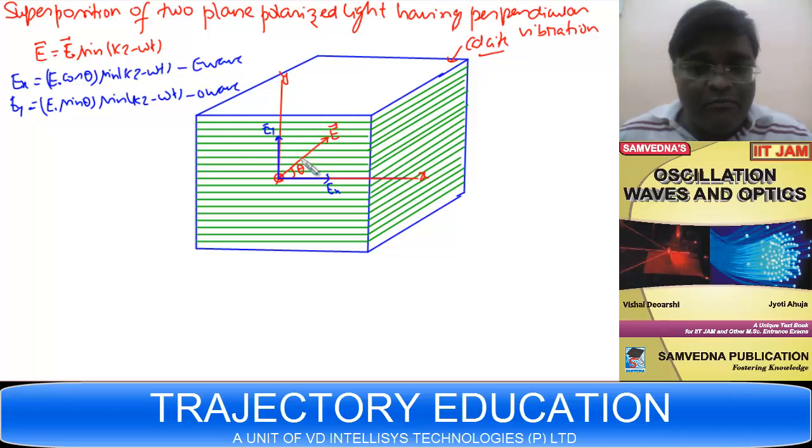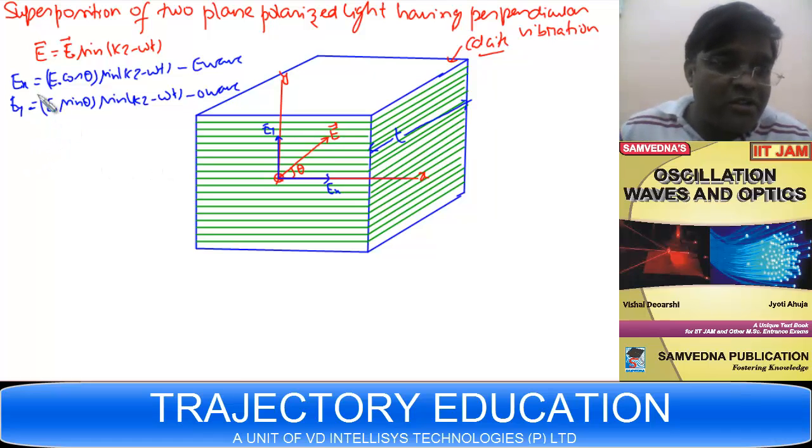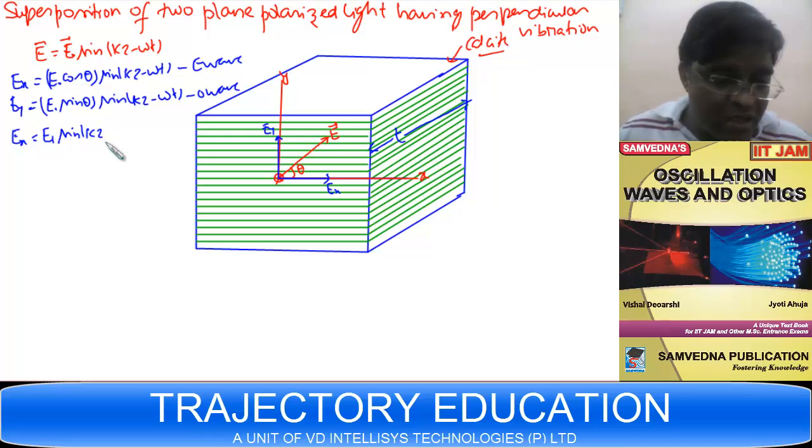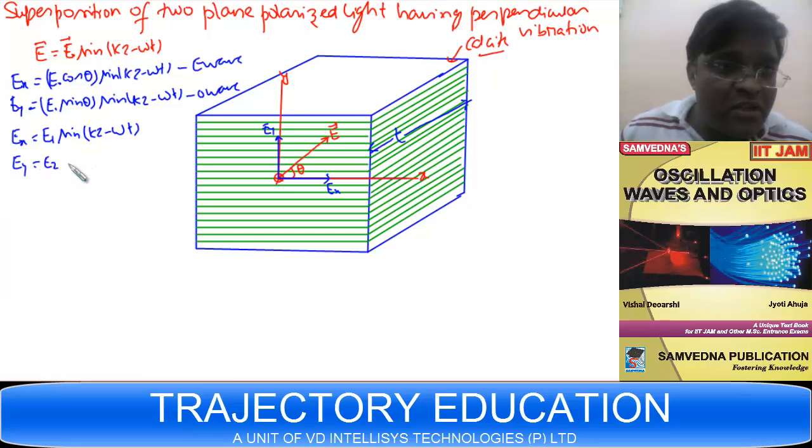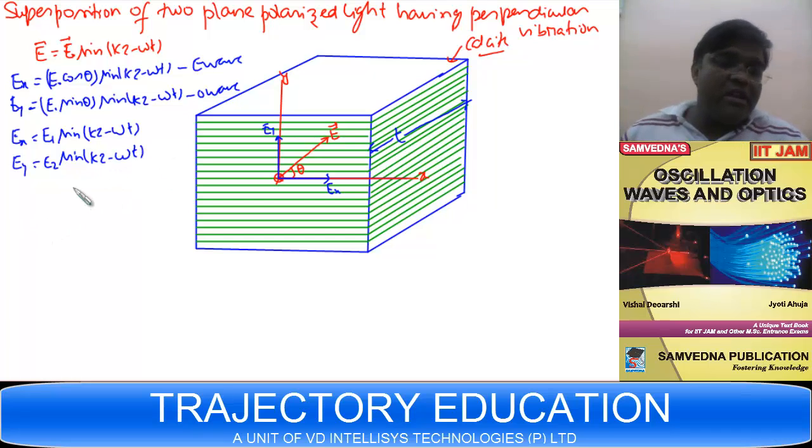Now this E wave and O wave will travel through the whole crystal. Suppose the thickness of the crystal is t. Let me call E naught cos theta as E1, so Ex is E1 sin(kz minus omega t), and Ey is E2 sin(kz minus omega t), right?